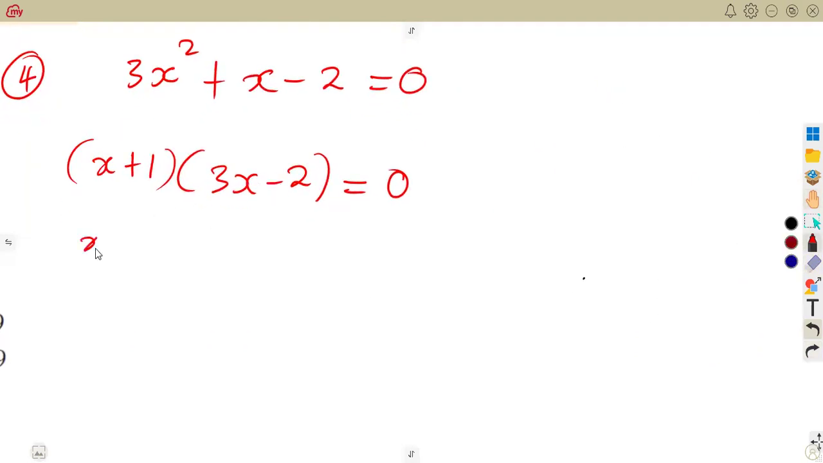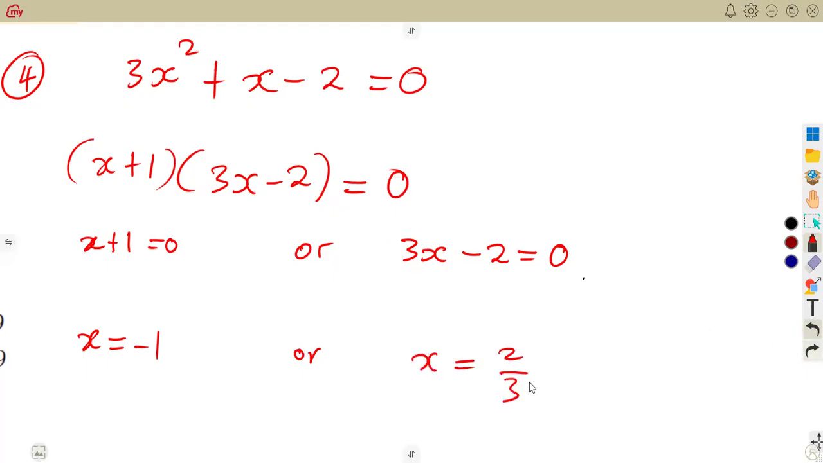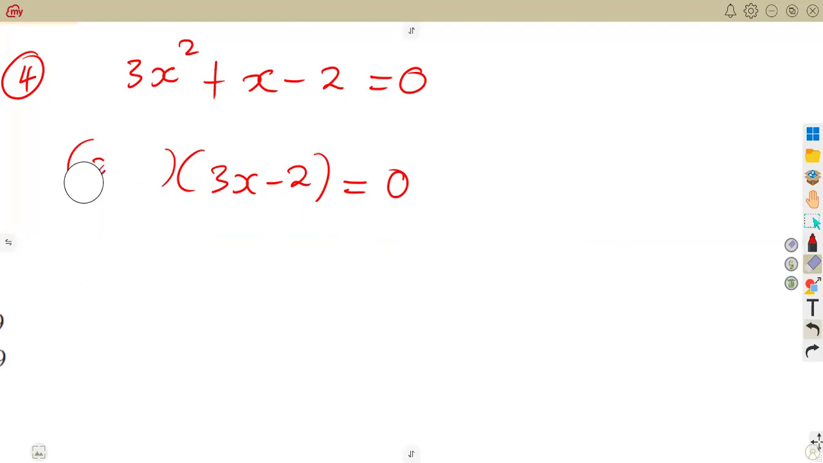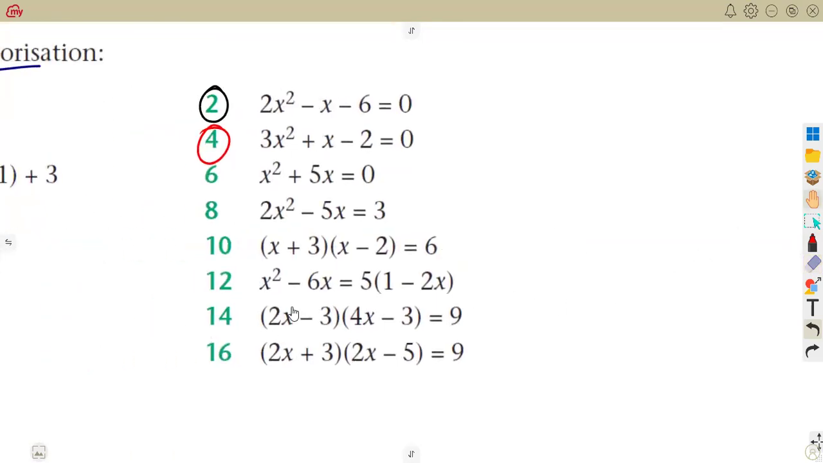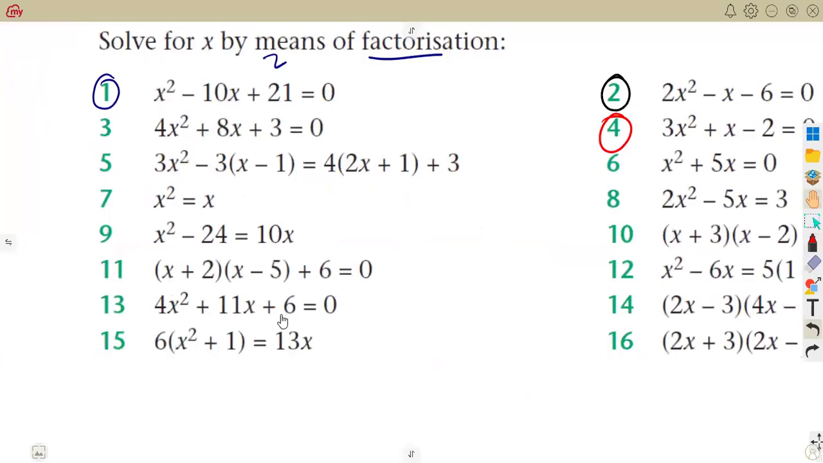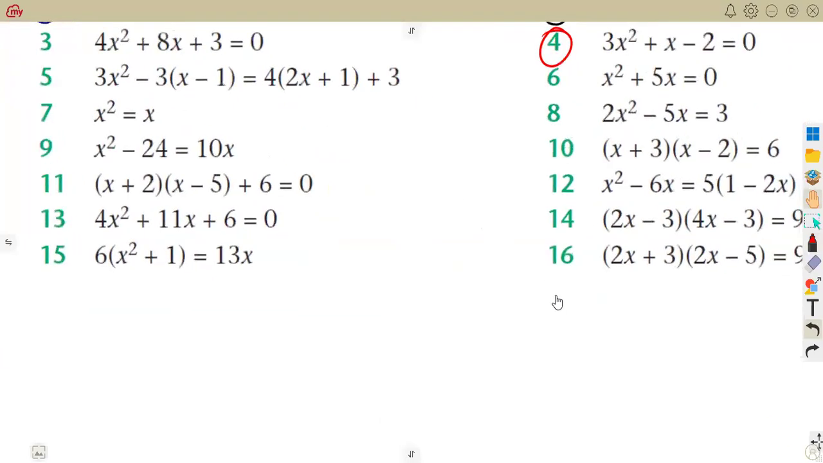So either x plus 1 must be equal to 0, or 3x minus 2 must be equal to 0. Taking the 1 to the other side will give us a negative 1. Minus 2 to the other side will give us a positive 2. Then we divide by 3. That is what we are going to obtain at the end as the possible values of x. So you just have to be very, very careful with your questions. The factorization depends on the way that you have been taught how to factorize any given quadratic expression.